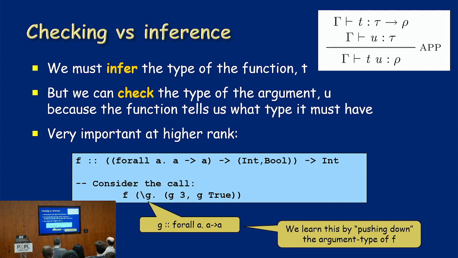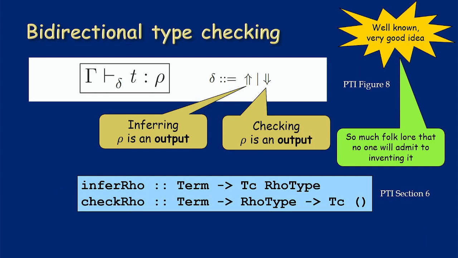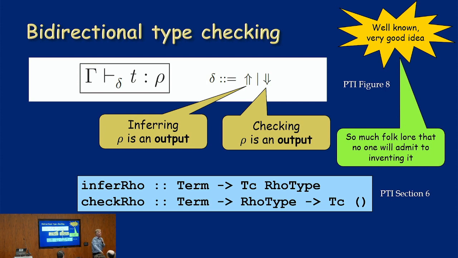If it's obvious to us, it should be obvious to a type checker. So the very good, well-known idea is to use bidirectional type checking, which we tend to notate by saying, in some environment, this term t has type rho, and this little delta can either be up arrow for inference or down arrow for checking. The idea is, which direction is the type flowing? Down arrow means that rho is an input, right? I'm pushing it down into the term, and up arrow means that I should think of rho as an output, that is, I infer the type of the term. So far, so good? Okay?